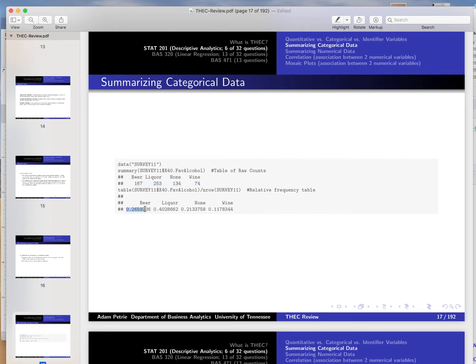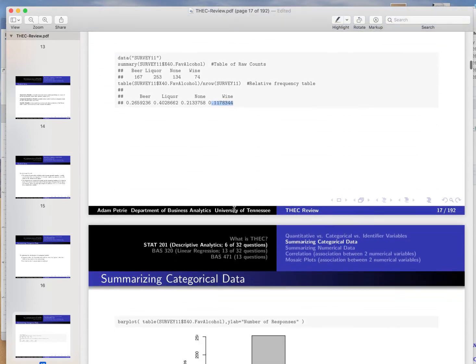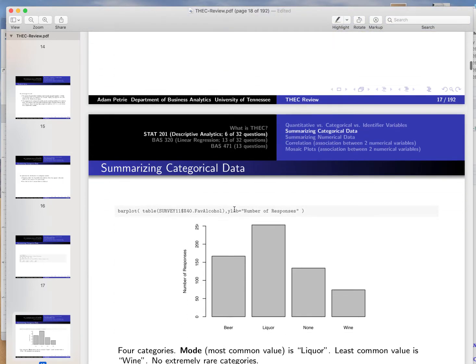So 26.6% listed beer as their favorite alcoholic drink. It looks like 11.8% listed wine as their favorite alcoholic drink. And sometimes the numbers are nice to have, but very often a picture is worth more than a big old long table of values.